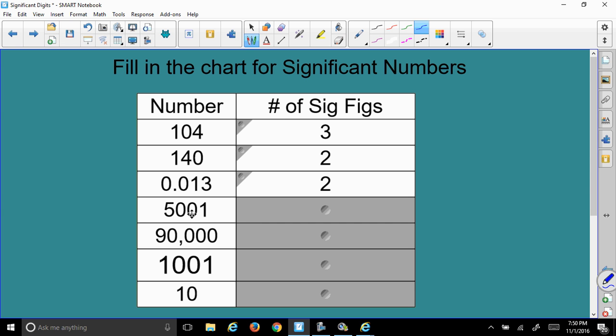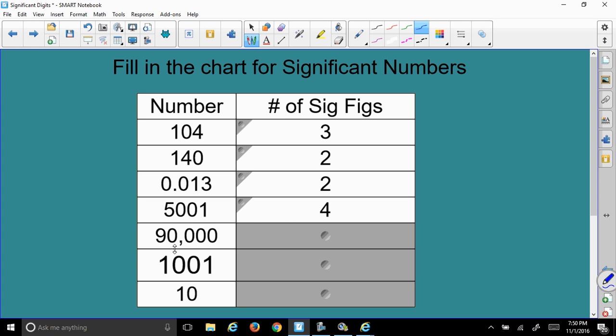All right, this is 5,001. And as we saw before, the 0 was caught up between the 1 and the 4. This time, two zeros are caught up between the 5 and the 1. So I'm going to say there are four numbers that are significant.